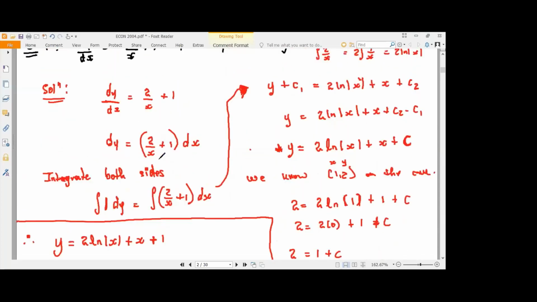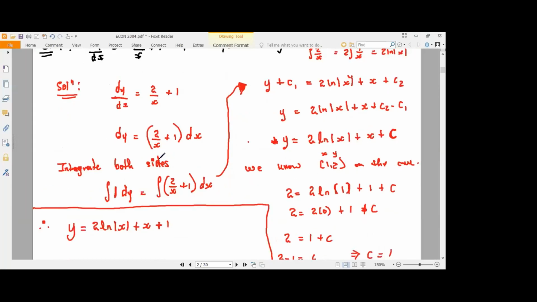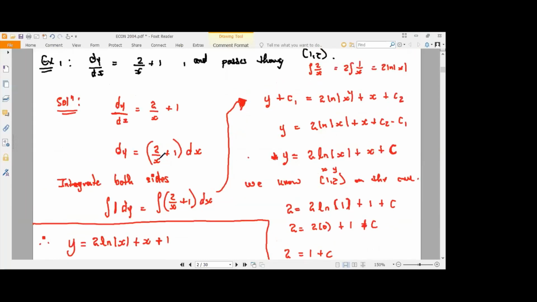All right, so before I move on to the next integral curve example, is there anything that you'd like me to clarify from this example here? Anything you'd like me to clarify?